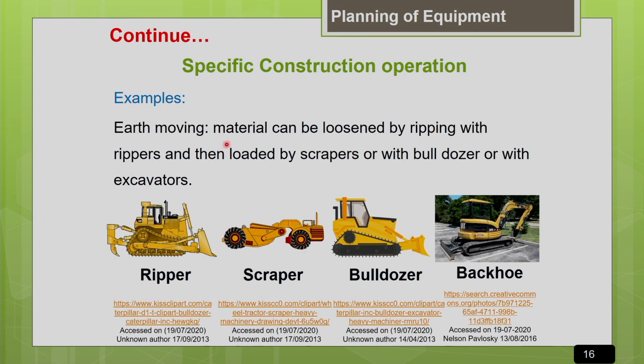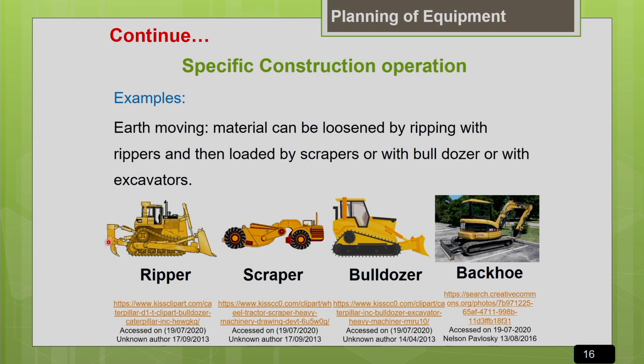Let us see some examples. Say you are going to select equipment for earth moving operation. What do we mean by earth moving operation, and what are the basic steps involved? You have to loosen the earth first, then excavate it, then haul it, and then dump it. There are different machine options available for this activity. I can go for a tractor with a ripper arrangement. You can see this is the ripper, which is attached at the rear end of the tractor. With this ripper I can loosen the earth. So this is one option available. I can use a ripper first, and after that I can go for a scraper.